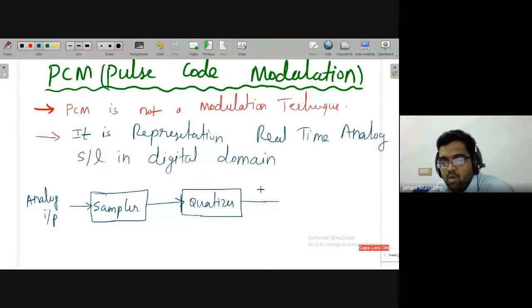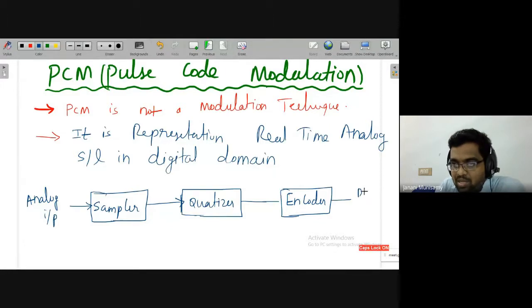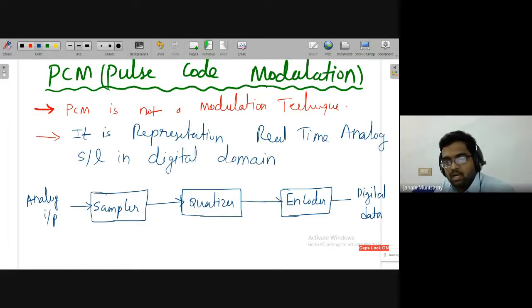After quantizing, we have to assign a digital value. That is the encoder. The output of this encoder is the digital data, ones and zeros. Again, you cannot directly send the digital data. Some coding scheme, line coding schemes, are used to send it. But at this moment you just consider it like ones and zeros.